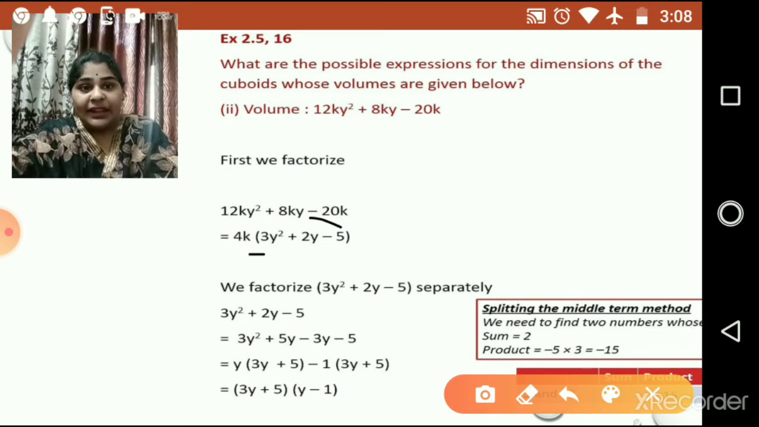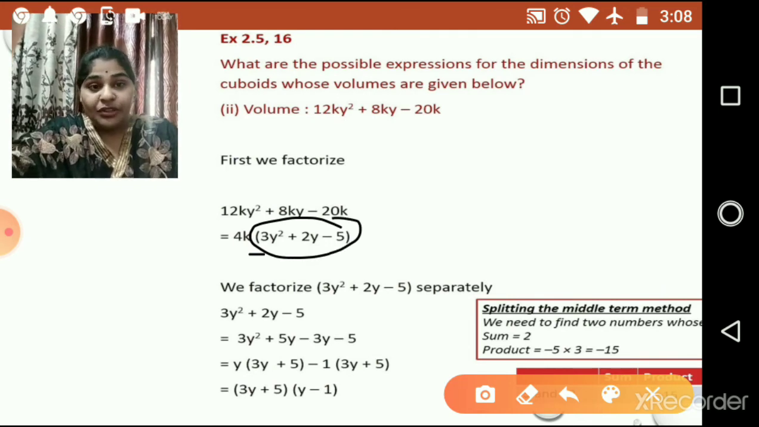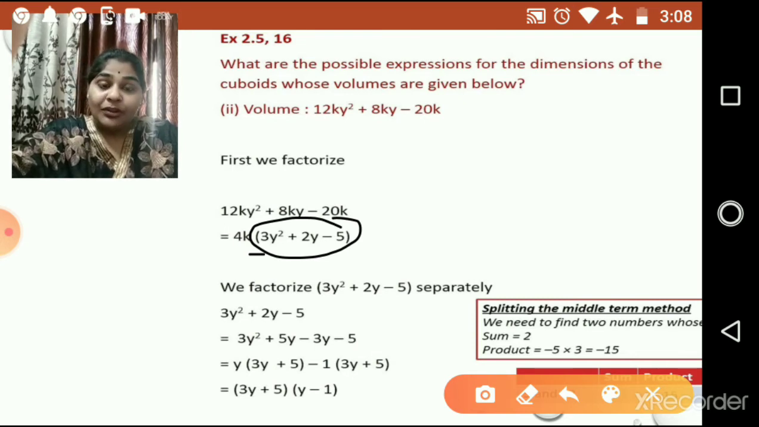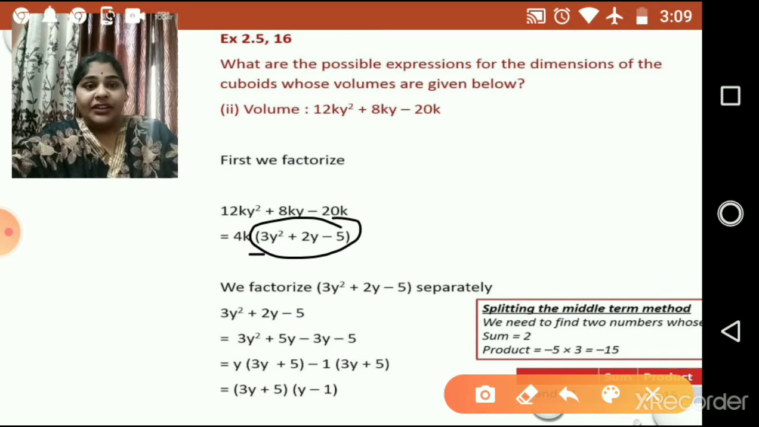Now this bracket, again if you see, there are three terms. In the previous slide I have told you, when there are three terms, we have to split the middle term in such a way, we have to take such numbers that their sum should be equal to the middle term and product should be equal to the product of the first and the last term. So likewise here the middle term 2y, we have split into 5y minus 3y, right?